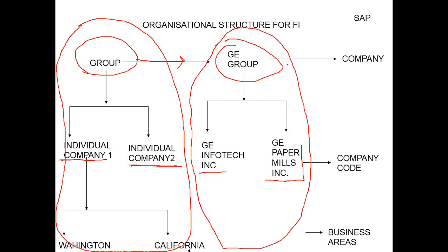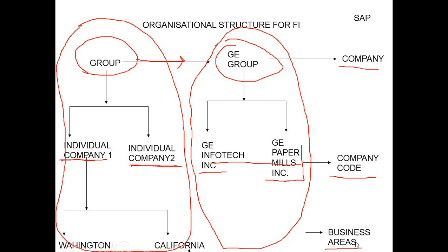So a group is always called a company in SAP. And these individual companies are called company codes in SAP. Then the geographical areas in which the company codes are carrying on business are called business areas.